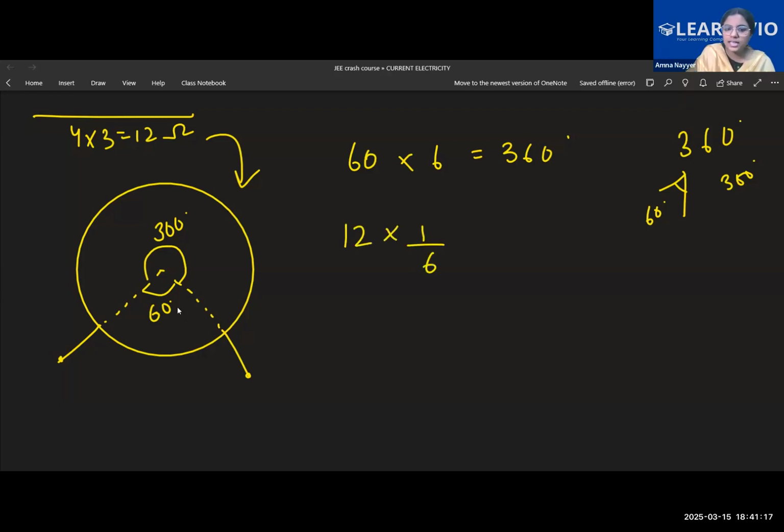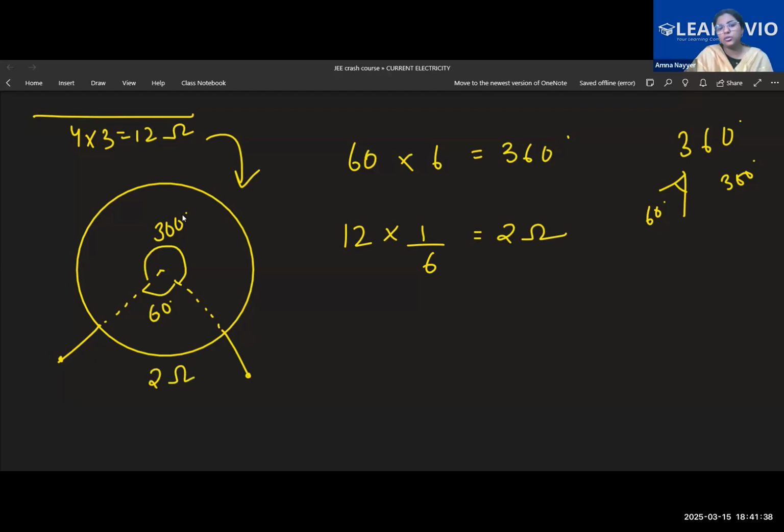Right? So if 60 degree is taken, 60 into 6 is 360. Means out of total, 60 degree has been taken. 1/6 of a circle has been taken. So how much will this part receive? 2 ohm. Did you understand this step? Yes, ma'am. So this is 2 ohms.